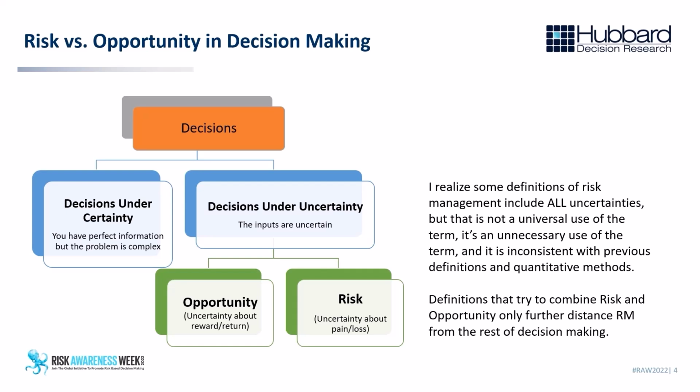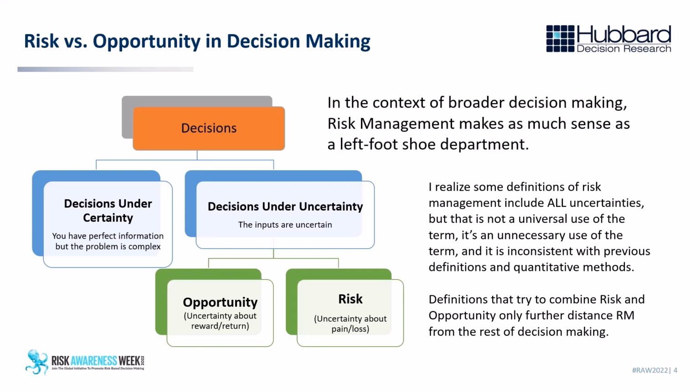lots of certainty. You could have even perfect information about some decisions, but the decision is so complex that you still have to do a lot of analysis on it. So there's no question about the accuracy of the information in the decision at that point. It's just the complexity of the problem. So in a way, I kind of think of having risk management separate from decisions under uncertainty makes about as much sense as a left foot shoe department.